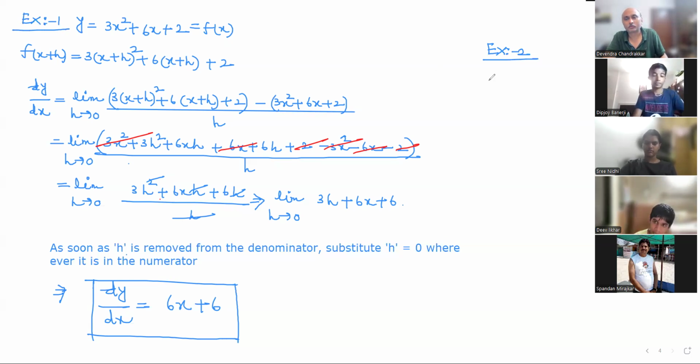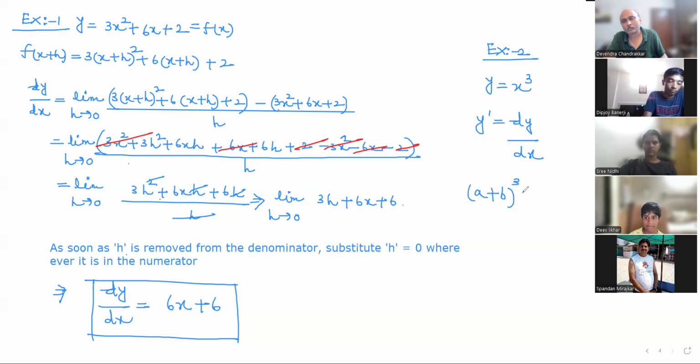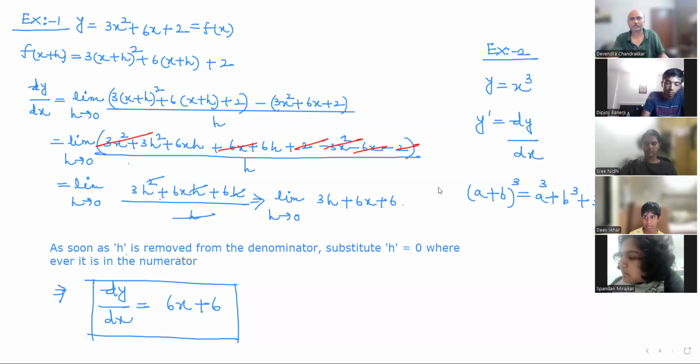This is example 2. Let's say y is x cube. Find y dash, or dy by dx. All of you do this. For this, you should know the expansion of a plus b whole cube: a cube plus b cube plus 3ab into a plus b. Write it quickly and do this. I'll be back in 2 minutes.